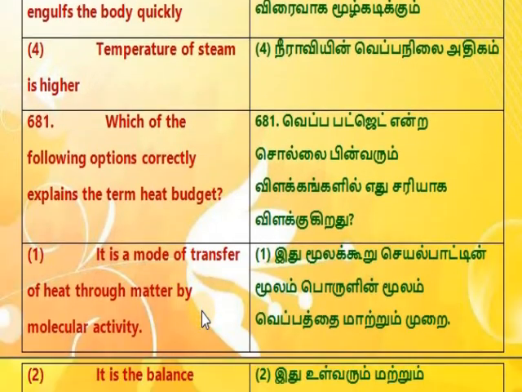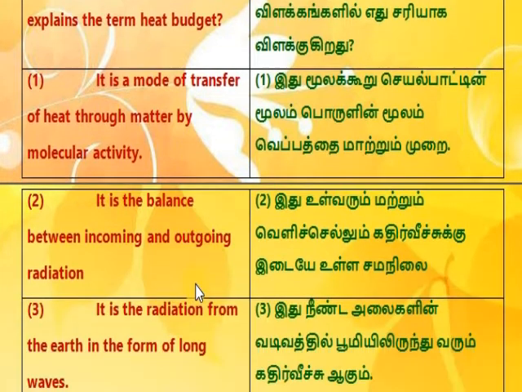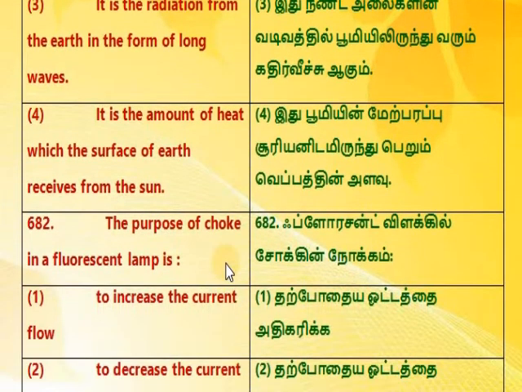681. Which of the following options correctly explains the term heat budget? 1. It is a mode of transfer of heat through matter by molecular activity. 2. It is the balance between incoming and outgoing radiation. 3. It is the radiation from the Earth in the form of long waves. 4. It is the amount of heat which the surface of Earth receives from the Sun.